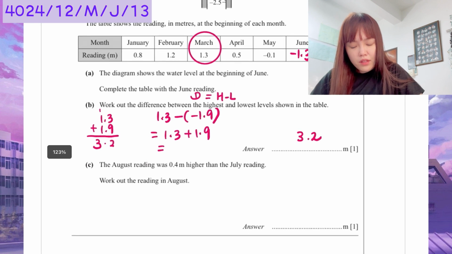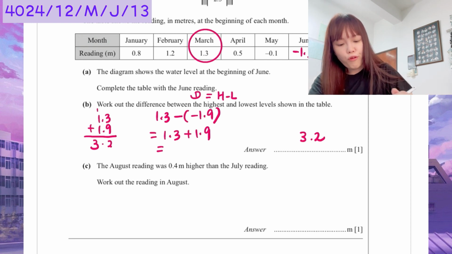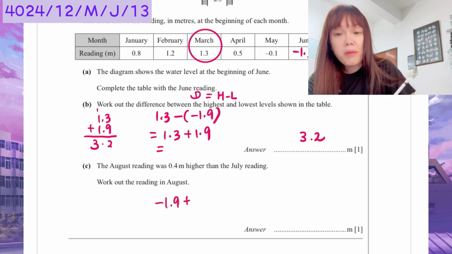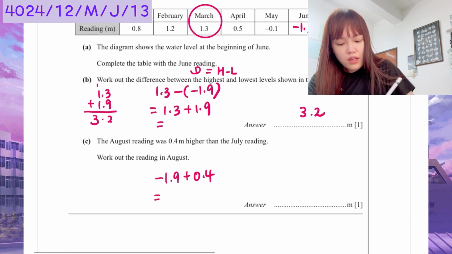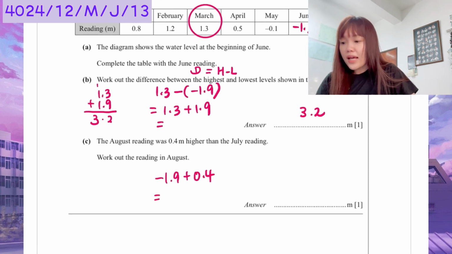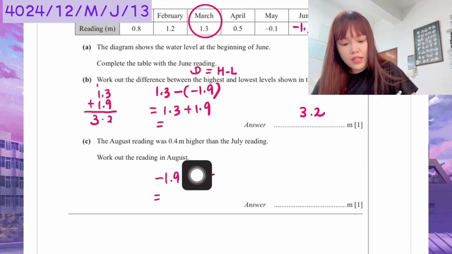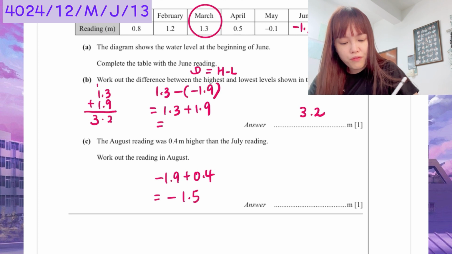Okay, part C. The August reading was 0.4 meter higher than the July reading. Okay, July reading is -1.9 and it's 0.4 higher than that. So it means that -1.9 higher than that you plus with 0.4. Okay, -1.9 plus with 0.4. Okay, since the negative number is bigger than the positive number, so it's still negative. So 1.9 you minus 0.4, okay, which is 1.5.